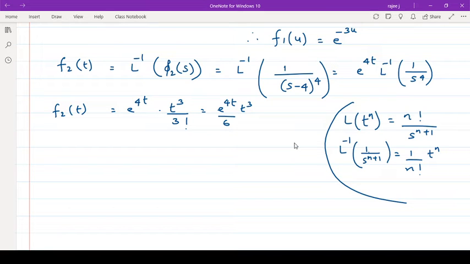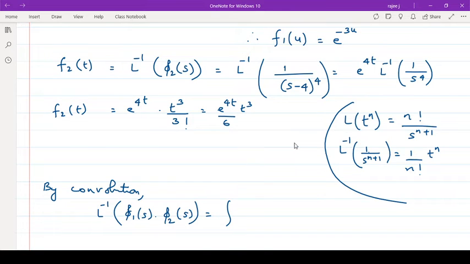Now, before putting t minus u and all, you just look here. This is by L inverse, means by convolution. What we have is, by convolution, L inverse of phi 1 of s into phi 2 of s is equal to integral 0 to t f1 of u into f2 of t minus u du. Okay, now look here. Depending on this, from here you will understand which one should be your phi 1 of s and phi 2 of s.